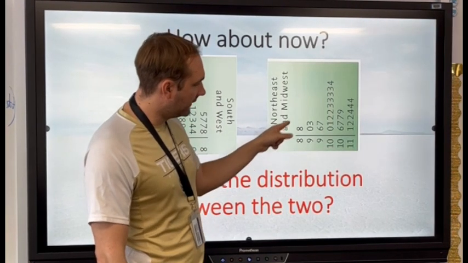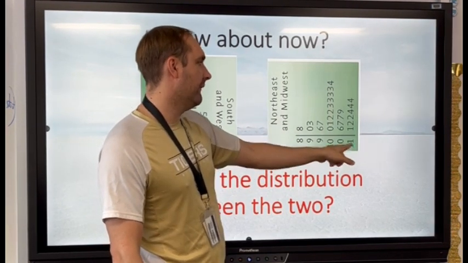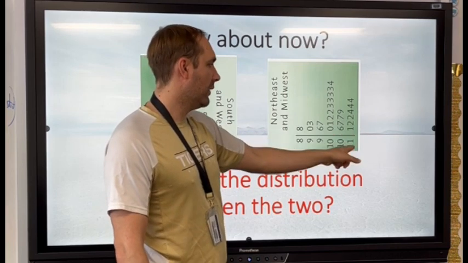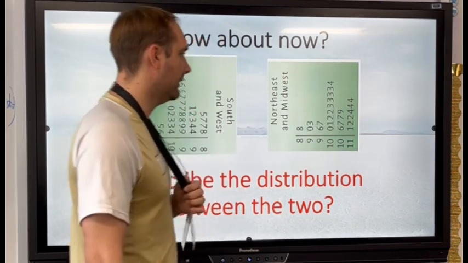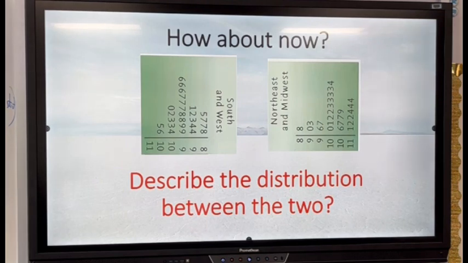What would be my spread here? Okay, 88 looks like it's the lowest number to 114. So yeah, there's our CUSS and BS.